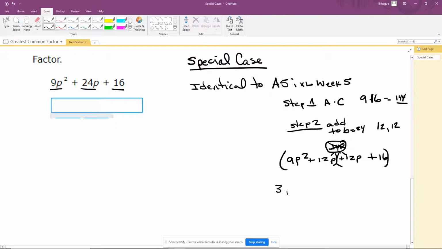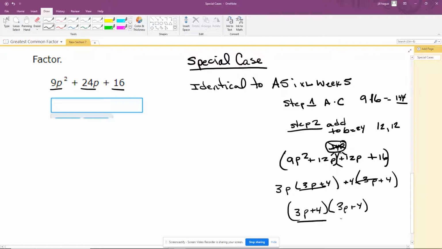So we would take out a 3p and that would leave me with 3p plus 4. Over here, I would take out a 4. That would leave me with 3p plus 4. And I would factor it as 3p plus 4. That one comes out, and then I'm left with the other one, which is also 3p plus 4. That's why it's a special case, because anytime we have the same 2 things, we write it as 3p plus 4 in parentheses squared. So it's identical to the other stuff.